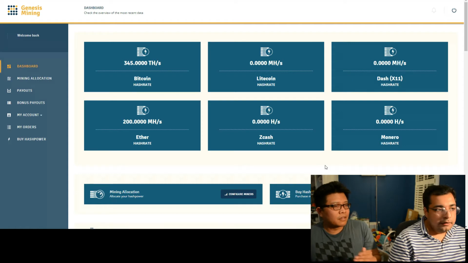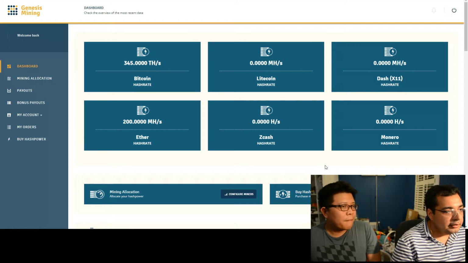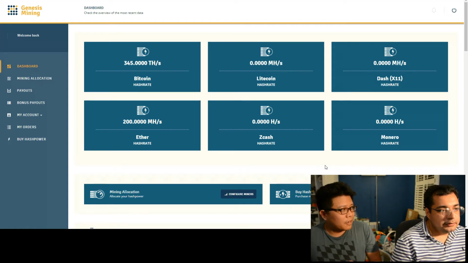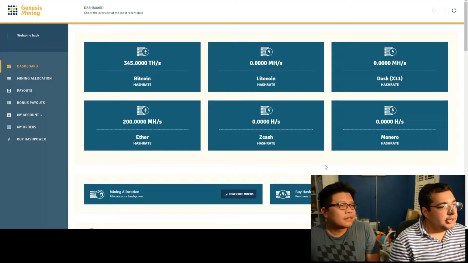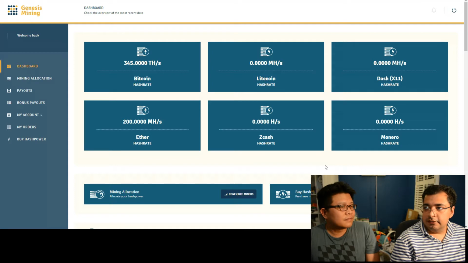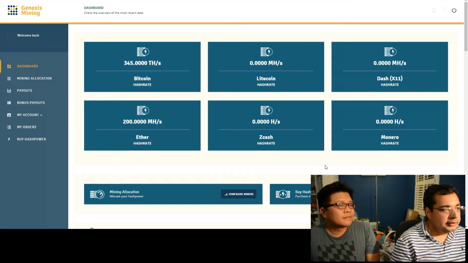Okay. And that's based on the power of the miner, or how fast the miner is calculating? Yeah, exactly. So hashing. In Genesis mining, it's a cloud mining service where the hash rate is determined based on how much hashing power you buy. In this account, I have 345 terahashes of Bitcoin mining and 200 megahashes of Ethereum mining.